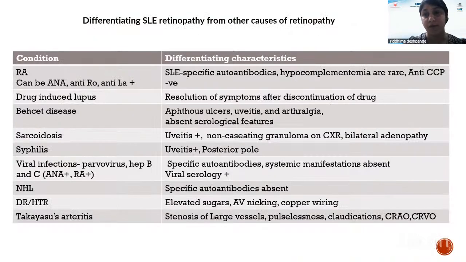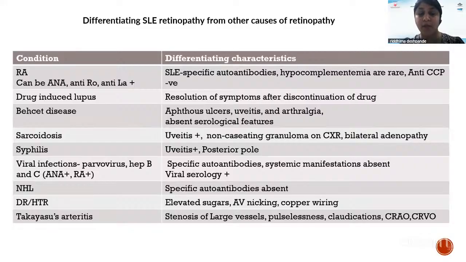It's very important to differentiate SLE retinopathy from other causes of retinopathy. In our case, the major differentials were Takayasu's, Behçet's, and a low-grade B-cell non-Hodgkin's lymphoma. But in Takayasu's disease, it generally involves proximal stenosis of larger vessels like the subclavian or the carotids, and you'll hear a bruit over them. It's a pulseless disease. Patients may experience claudication of extremities, and it can present with CRAO and CRVO.